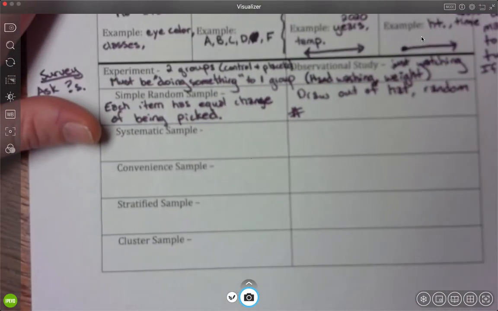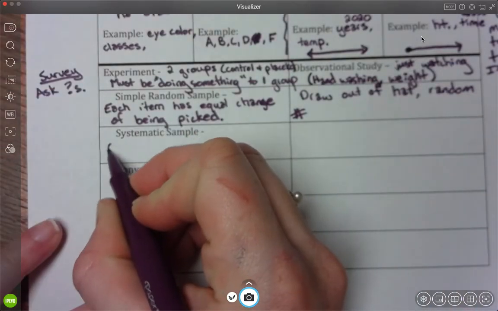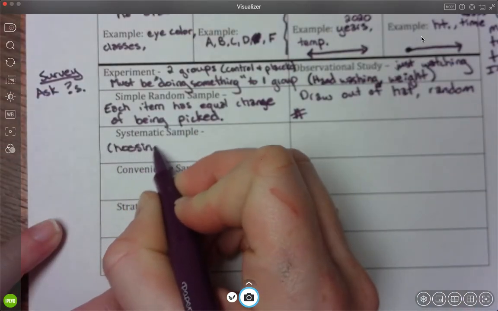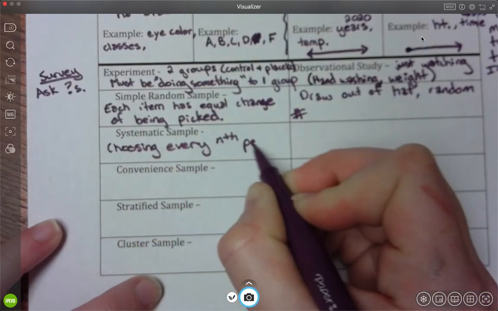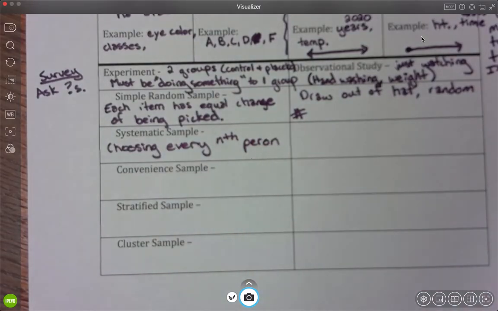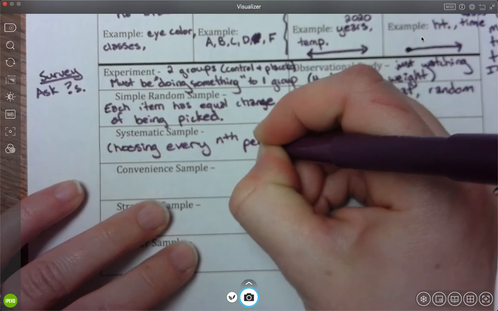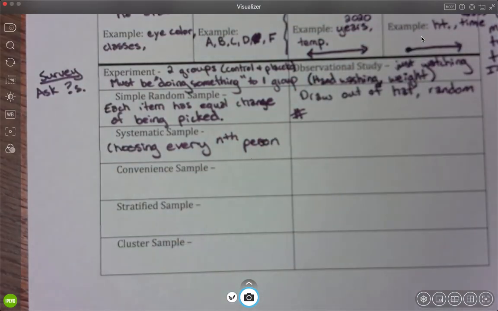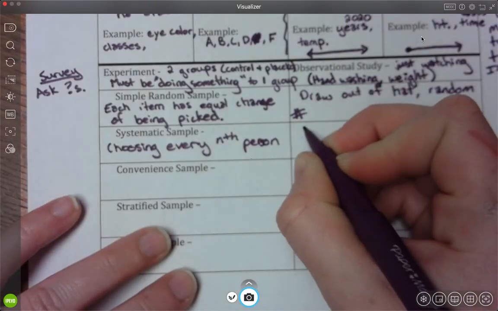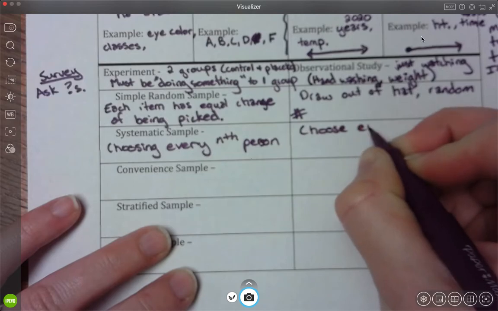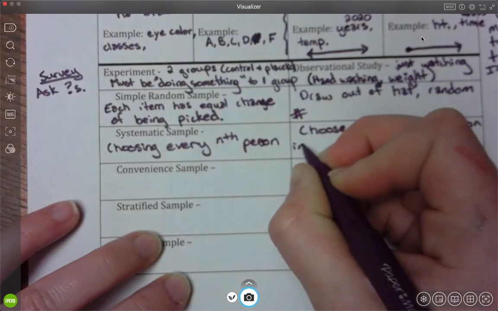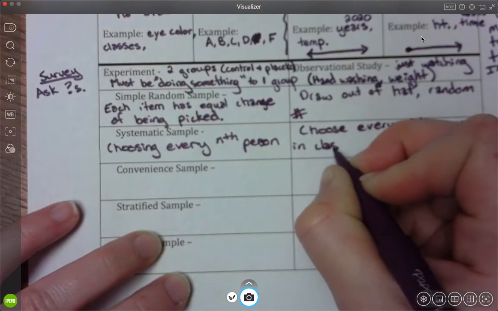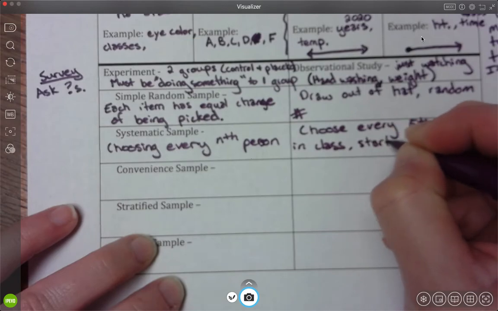Okay. A systematic sample would be choosing every, let's say, nth person. And what I mean by nth person is like maybe I choose every fifth person in the class. So what I do is, let's just do this, choose every fifth person in class. And I'm going to say start with a random number.